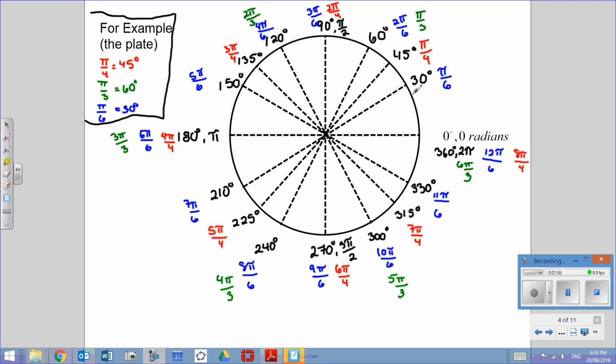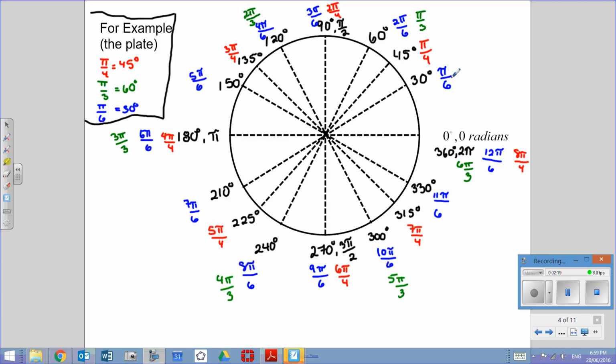If our blue is 30 degrees, we basically took 180 degrees and broke that down into 6 pieces to get 30. So we took pi and divided that into 6. If pi is 180 degrees, divide that by 6, we get pi over 6, which is equivalent to 30 degrees. So we can talk about degrees and radians now as sizes of angles.